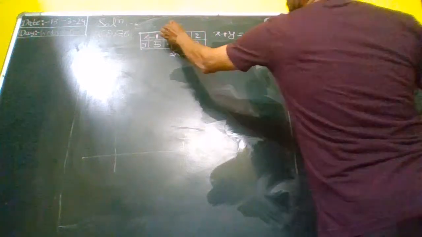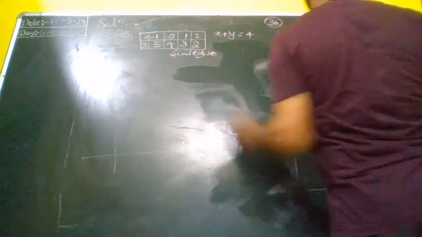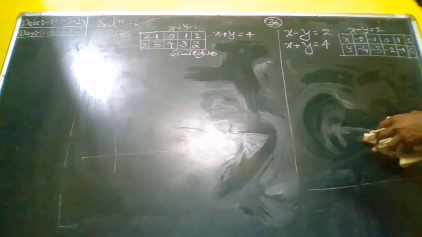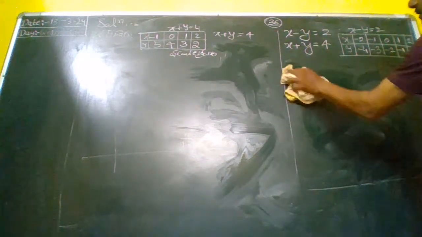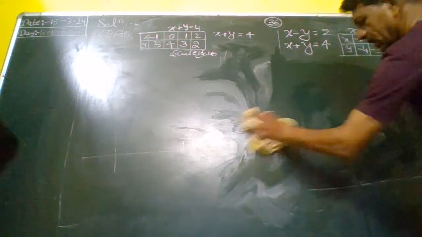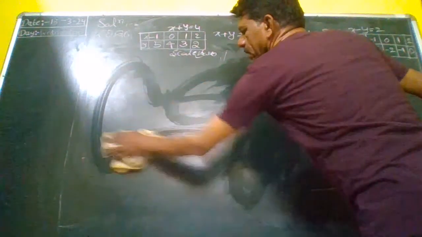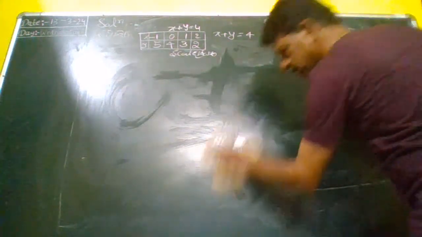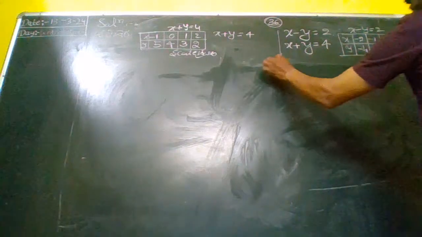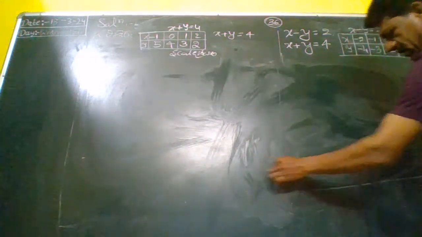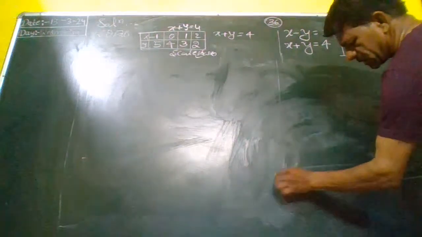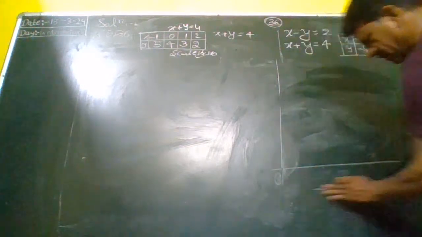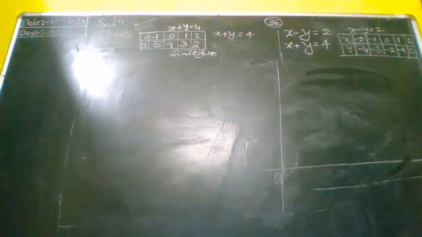So this is x plus y equal to 4, and x minus y equal to 2. We get all the tables here. So put the axes x and y. So this is the origin, 0. So we have negative values also. We have to take the negative x axis and the negative y axis.